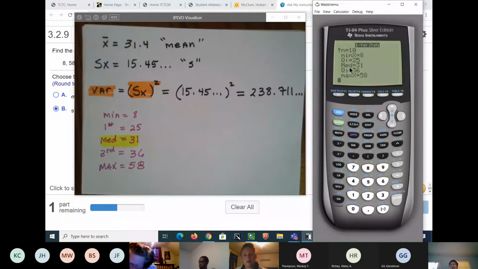Can you explain what all of that means? Go up on the calculator. Well, all of what? The SX, the SX squared, all that. Half of it I don't even know.